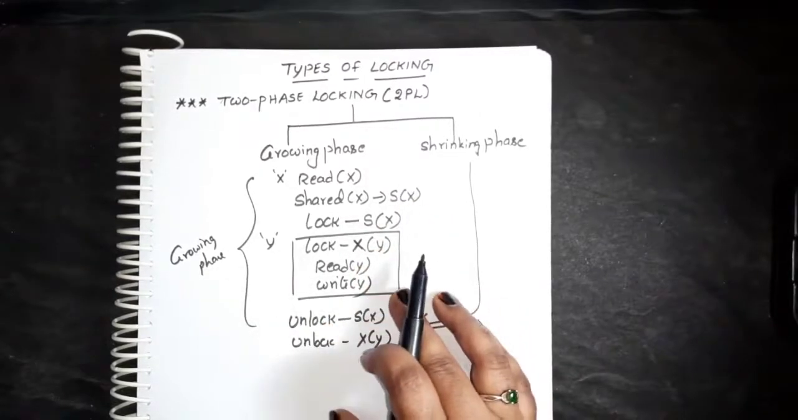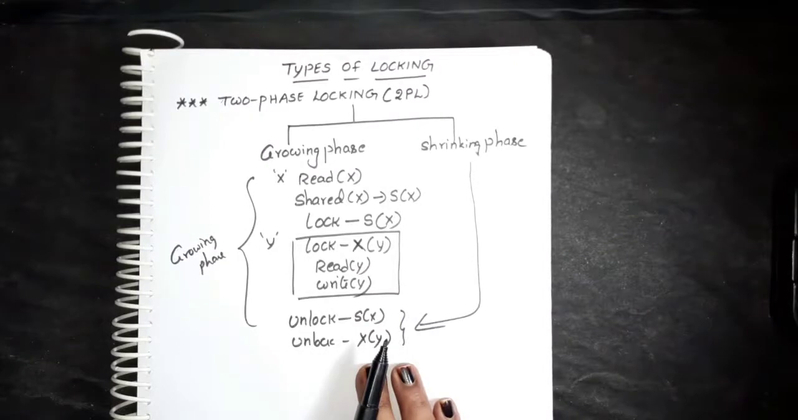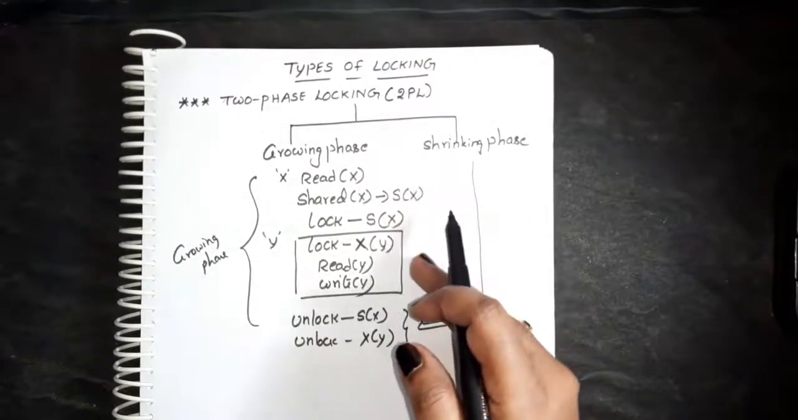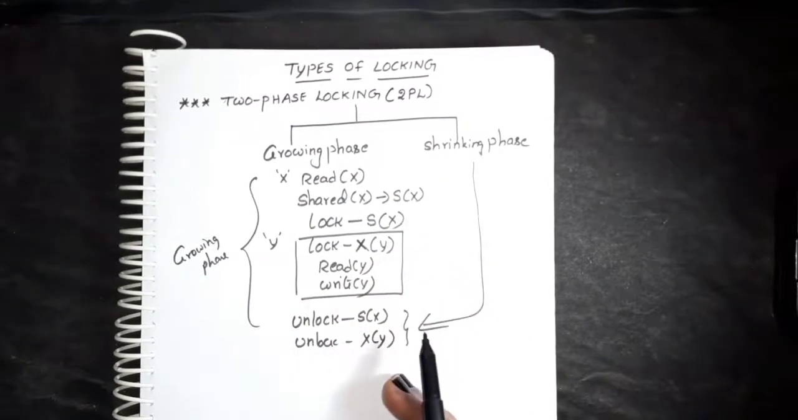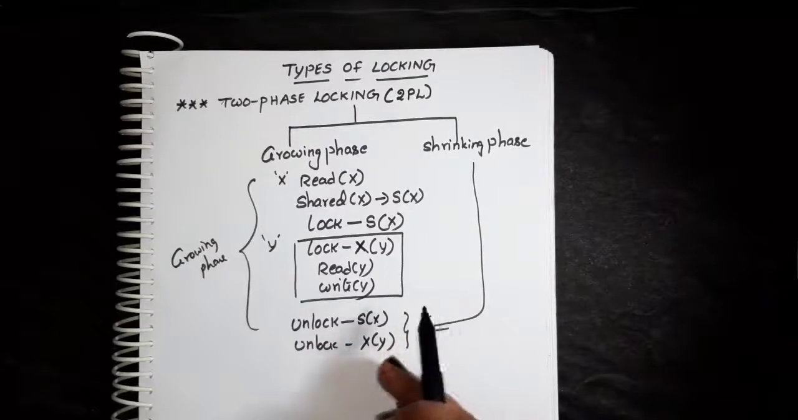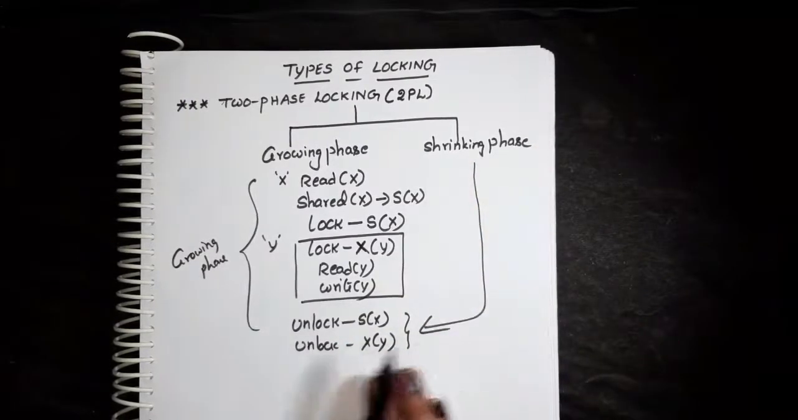After completion of the read and write operations, the last operation is called unlock. So you can continuously place the locks, and in the last phase you continuously release the locks. Releasing the locks means you are unlocking. That phase is called the shrinking phase.